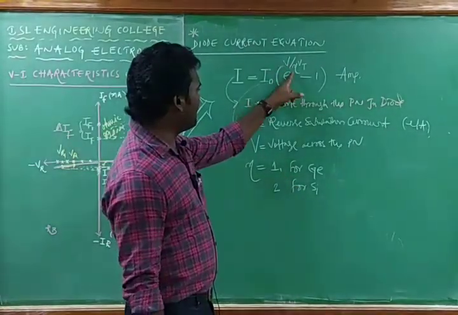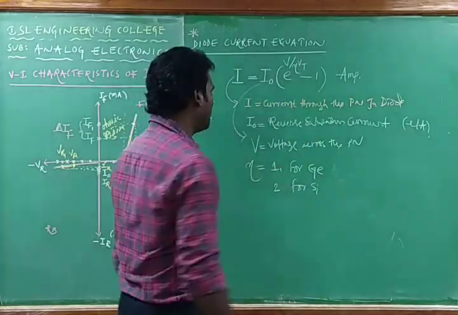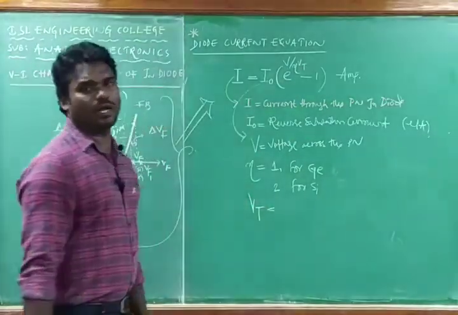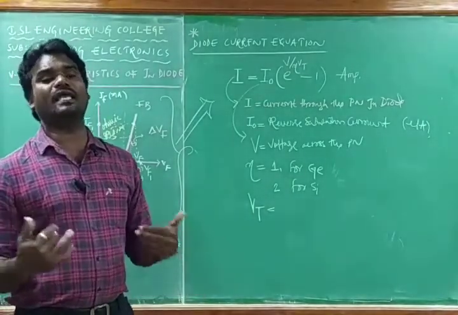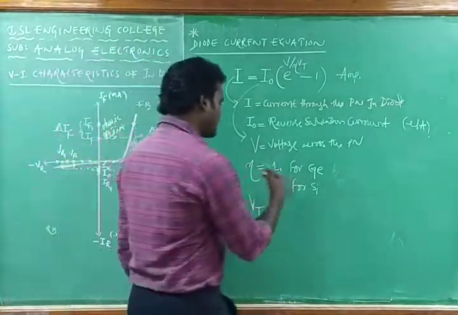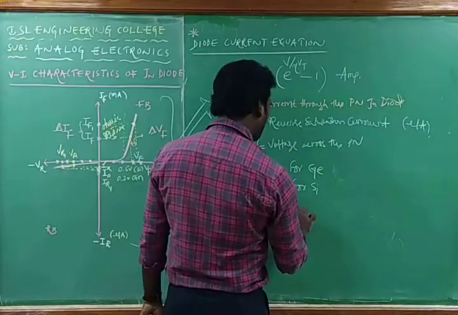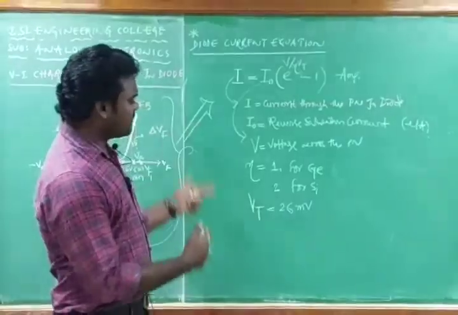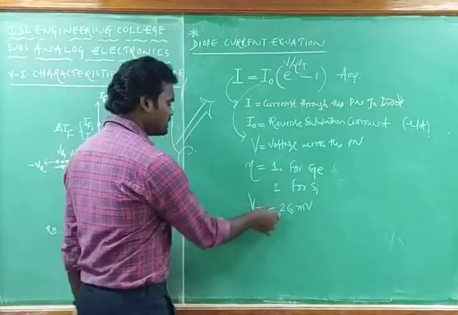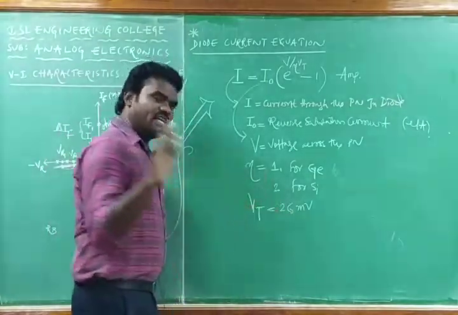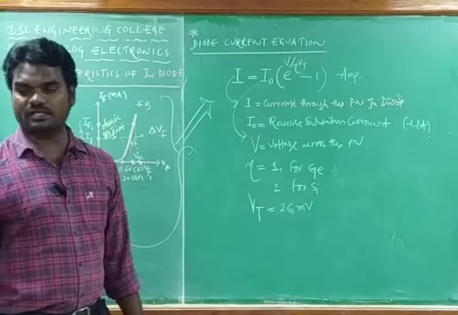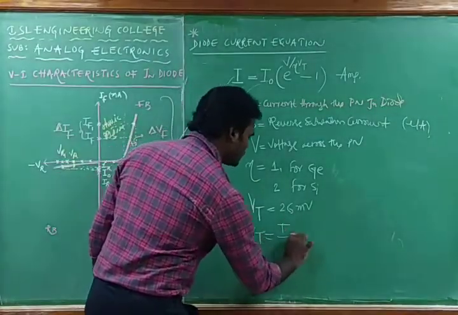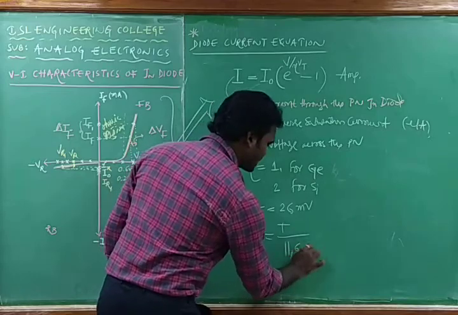V is completed, eta is completed, and the next one is Vt, the temperature equivalent voltage. At room temperature it is about 26 millivolts. All the values are as given; this is 26 millivolts at room temperature. If the room temperature is not specified, you can calculate it as Vt equals T by 11,600.